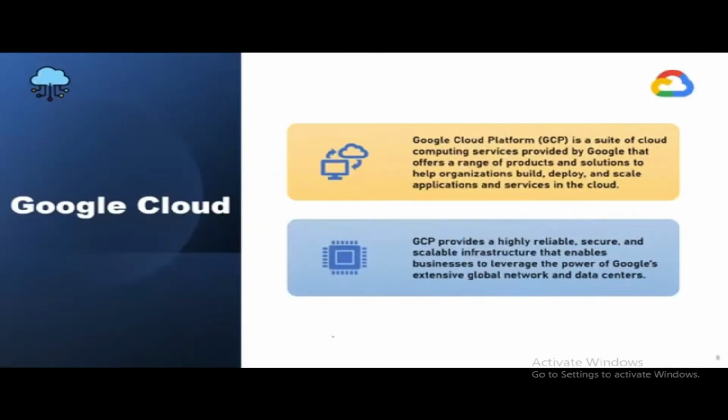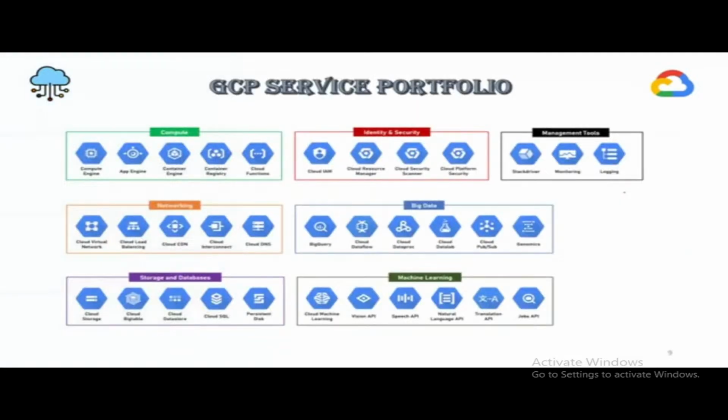So GCP is a suite of cloud computing services offered by Google that offers a wide range of products and solutions to help organizations build, deploy, and scale applications and services in the cloud. It is offering plenty of services. Can you name a few of them? Here is a high-level list of the service portfolio. GCP offers compute services, identity and security services, management tools, networking services, big data services, storage and database services, and machine learning services.